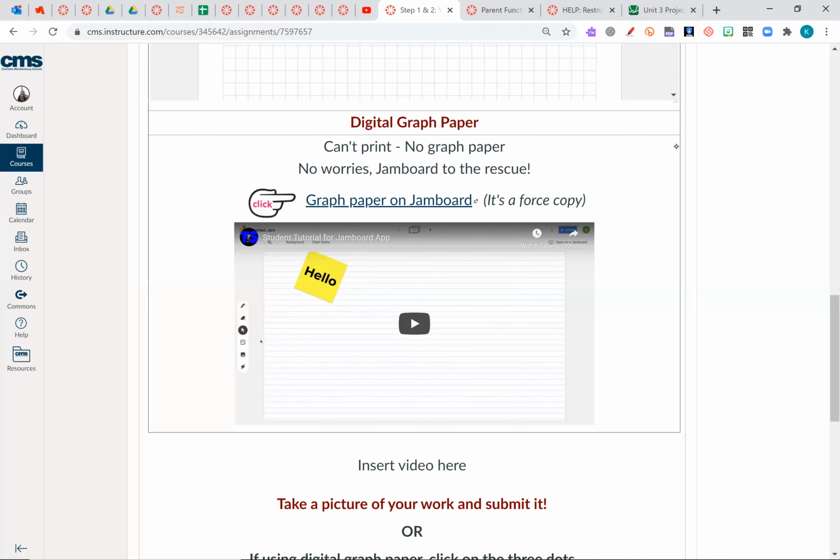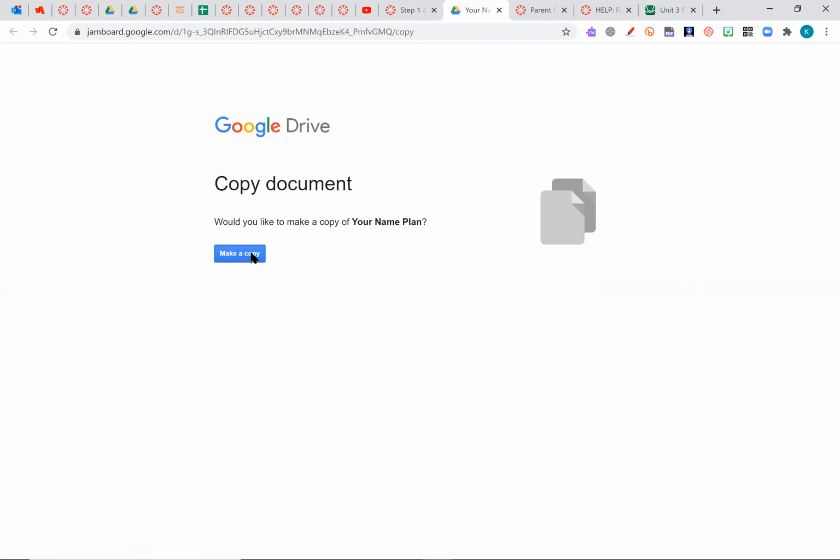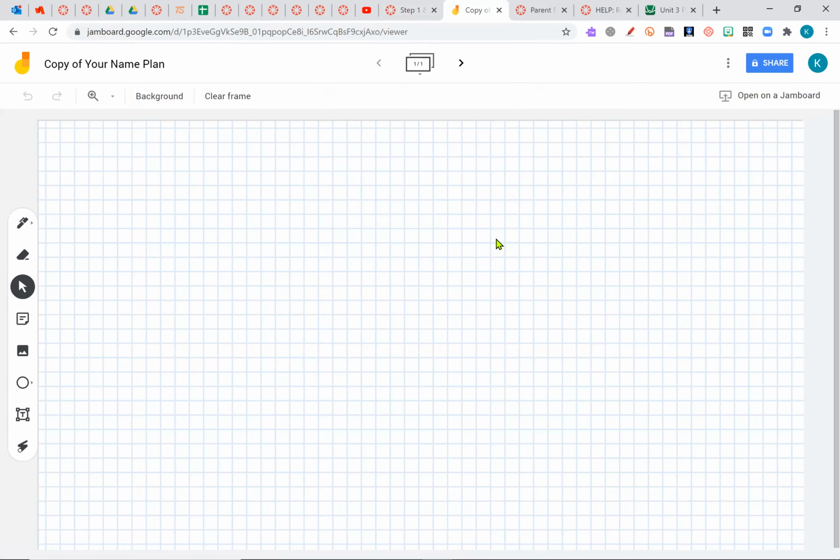I am choosing a digital graph paper. So I am going to click here and force copy my Jamboard to create my name. As you can see, I'm giving you graph paper on a Jamboard so that you can create your name. Here's a pen that you can use. If you have a Chromebook, it gives you a lot more options to be able to do it.